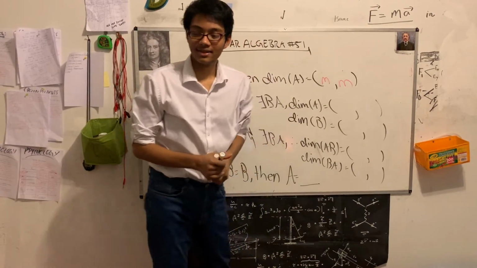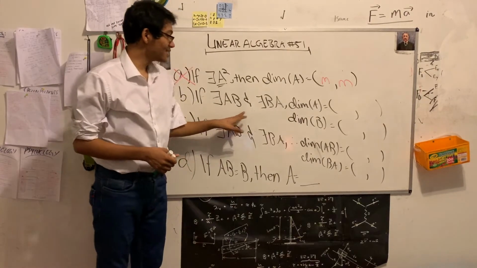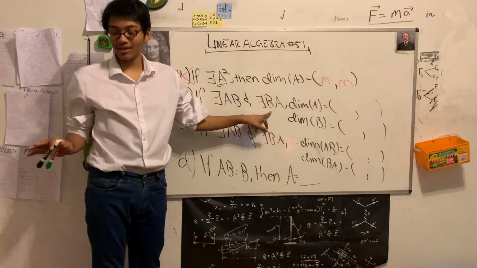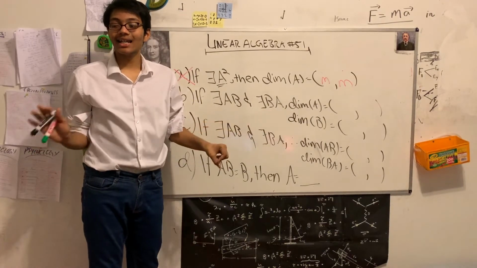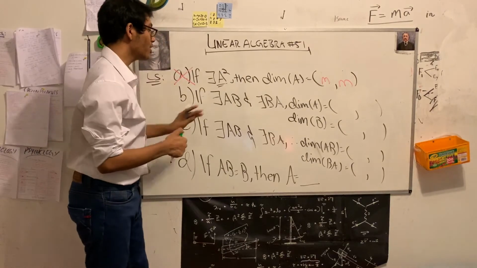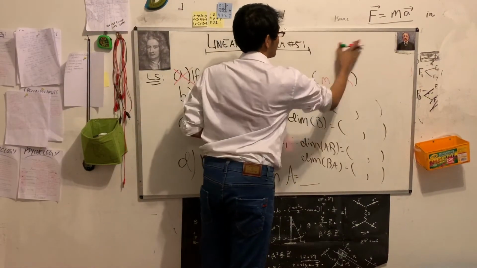Any idea? Okay. Are they equal? AB is not equal to BA. Remember, matrix multiplication is not commutative. And A is just not equal to B. Okay, so how can we figure this out? As always, it's always good to start with a diagram, okay?